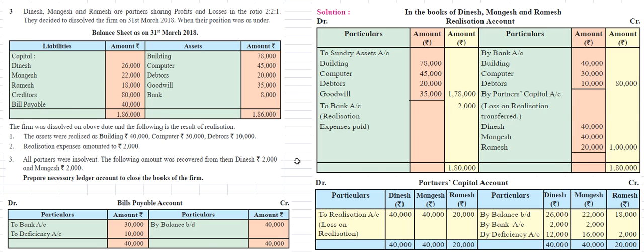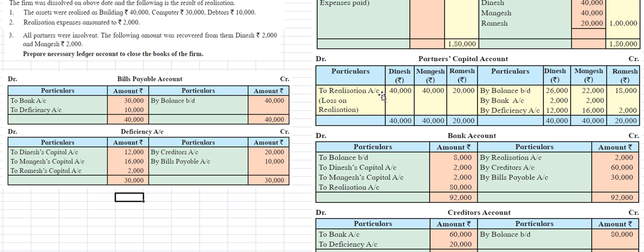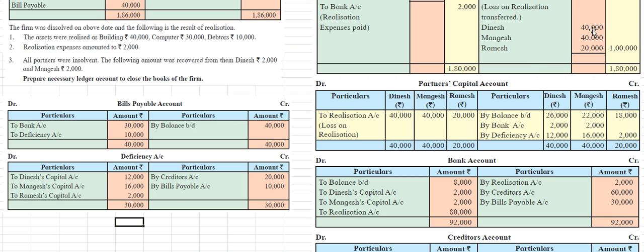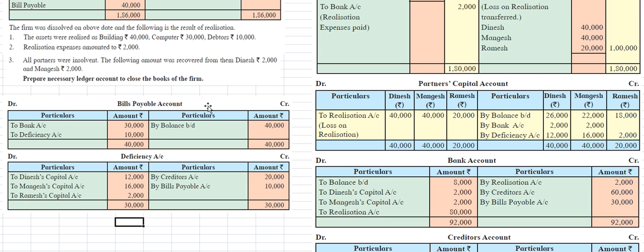Then after the realization account, we'll see the partner's capital account. In the partner's capital account, the realization account amount will be transferred to the partners' capital accounts. That amount is 40,000, 40,000 and 20,000. By balance brought down, their opening balances are 26,000, 28,000 and 18,000 rupees. Magesh and Dinesh brought 2,000 rupees each from their private estate, so that is 2,000 and 2,000 rupees.